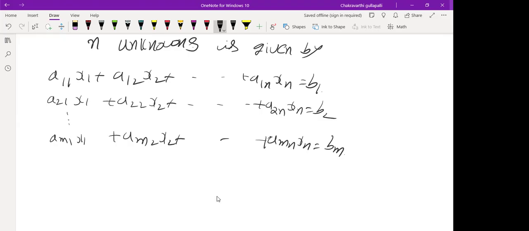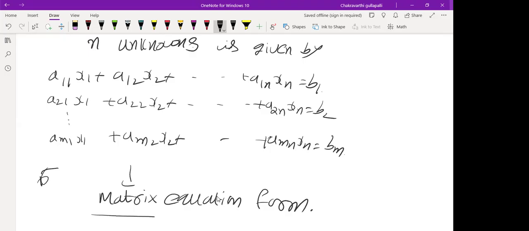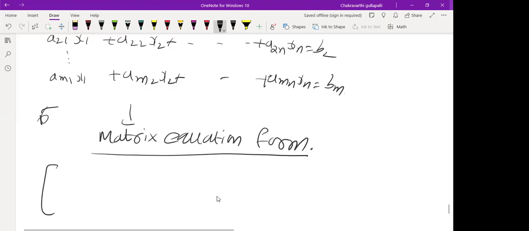What are the unknowns? x1, x2, ..., xn. What are a11, a12, a1n? All are constants. So this is called a linear system. This we want to write in matrix form. Such a form is called the matrix equation form. How do we reduce it? We write the coefficients. We will rewrite the above system in the form Ax equal to B.